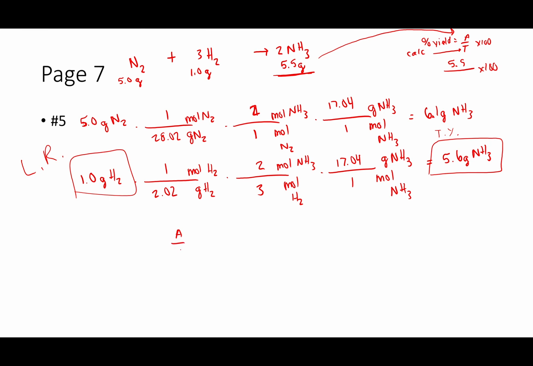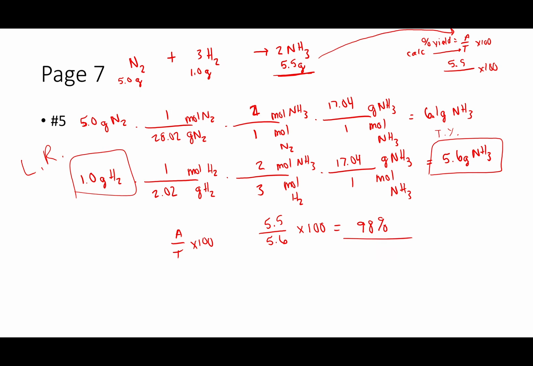So now I'm going to plug and chug. Actual over theoretical times 100. So that is 5.5 over 5.6 times 100. And that gives me 98%. And that's an excellent percent yield.